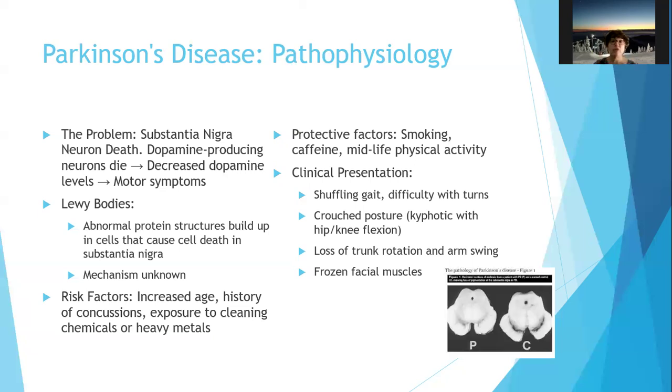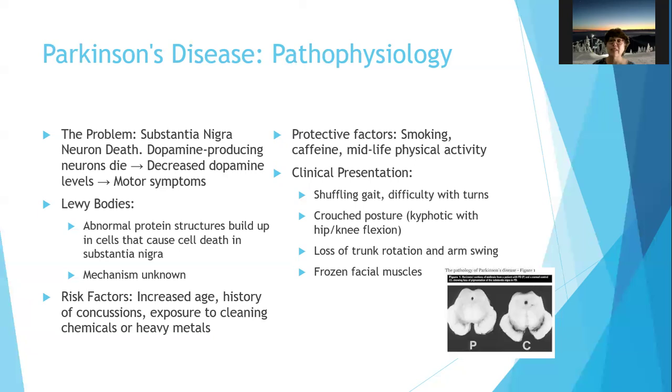Risk factors include increased age, history of concussions, and really with the history of concussions, that has more to do with the motor symptoms that are classified as Parkinsonism. It's not classic dopamine level Parkinson's disease, but it's classified because it has the same motor effects. Exposure to cleaning chemicals or heavy metals, or sometimes industrial or agricultural chemicals.